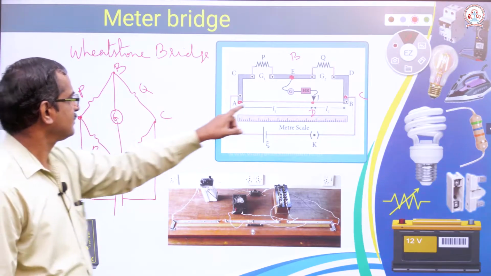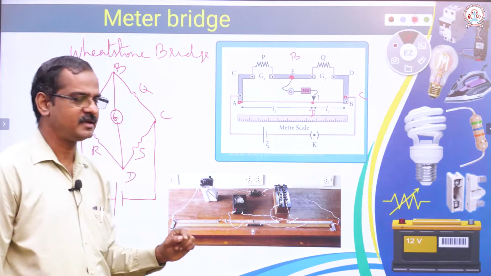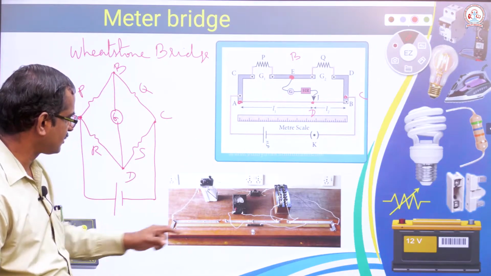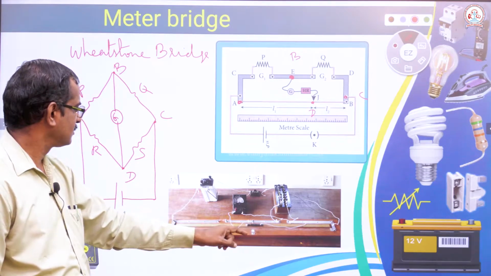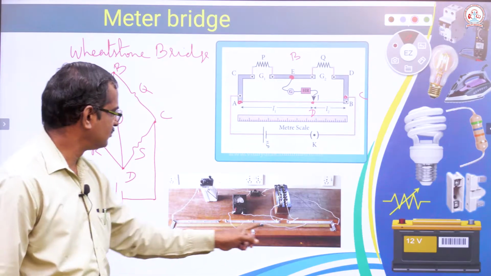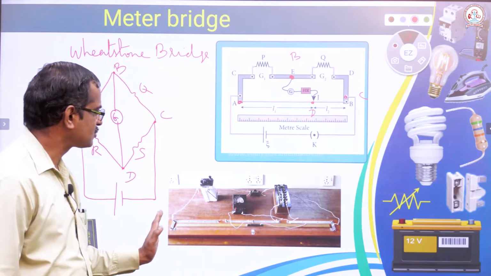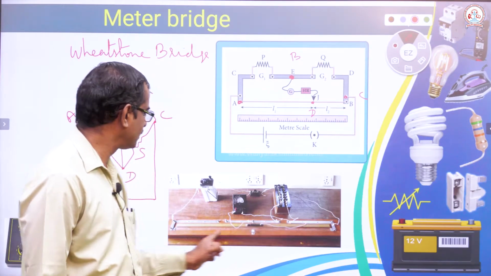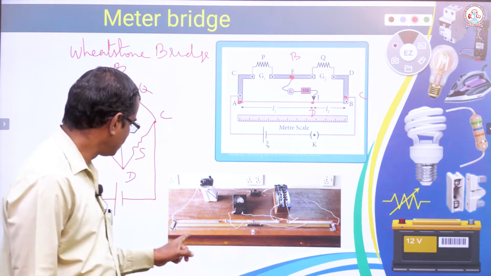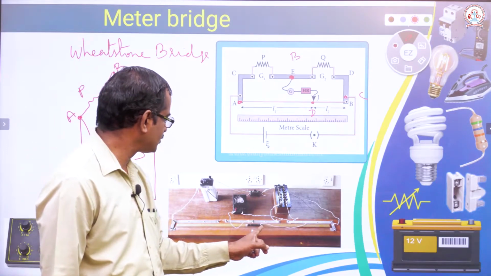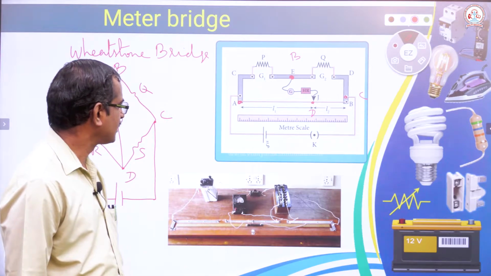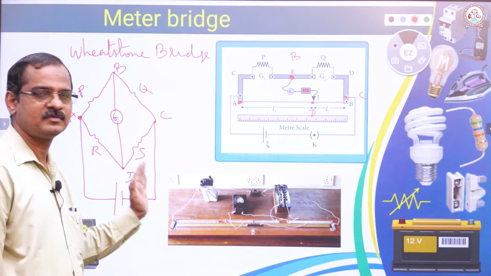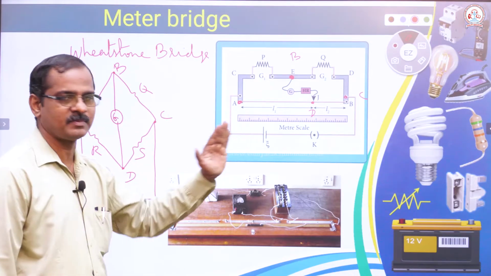The galvanometer is there, a high resistance is there, and J is a jockey. You just see here, this is the jockey. This is a meter bridge, and it has a 1 meter length wire. You can see a meter scale is also fixed there. This is called a jockey, and that is the galvanometer. So the modified form of the Wheatstone bridge is the meter bridge.